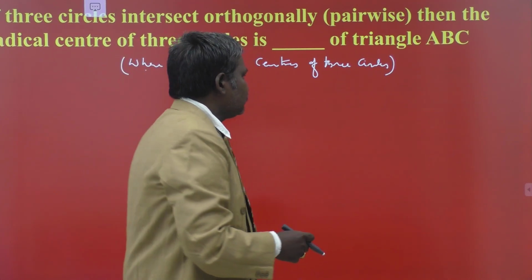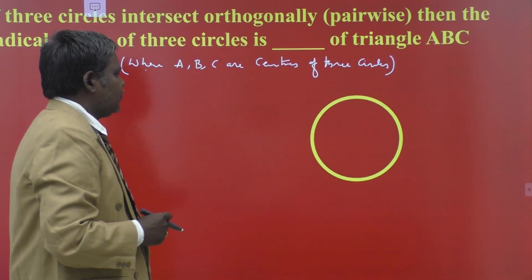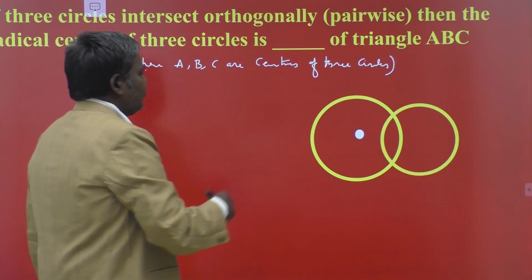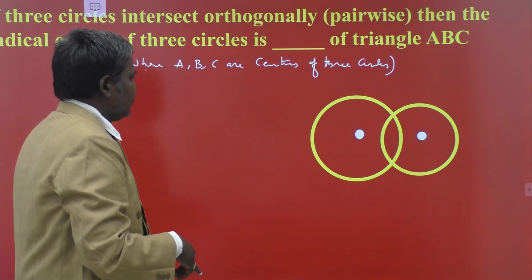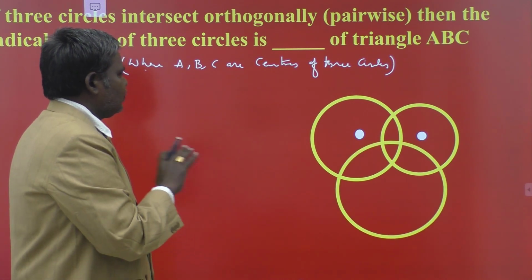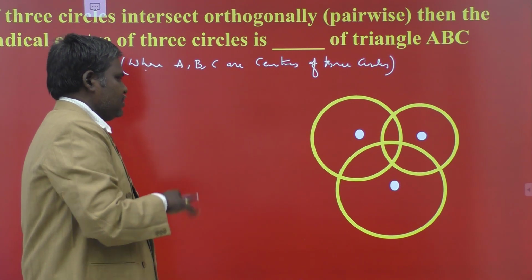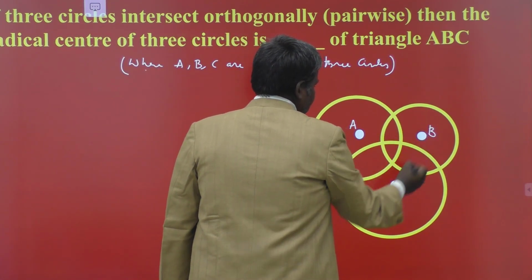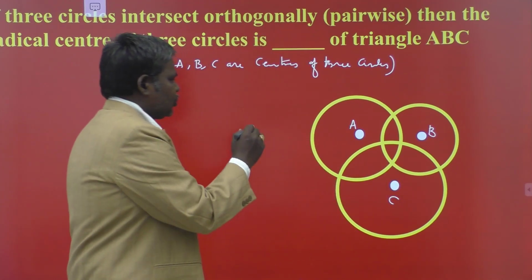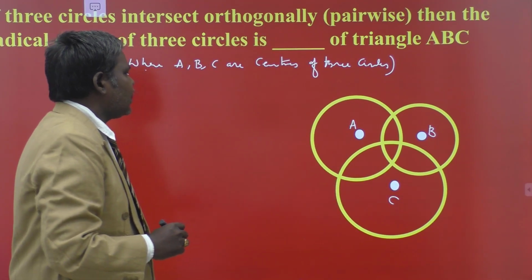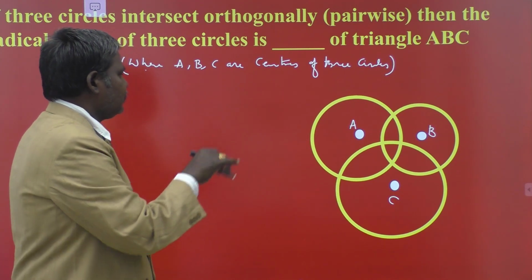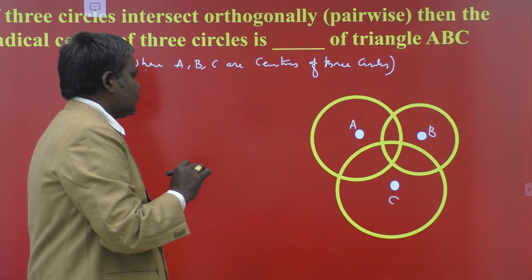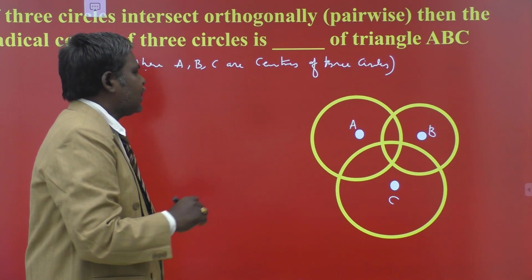That is the question. See here, this is the first circle. Its center is at A, and this is another circle having center at B, and this is the third circle having center at C. These are the three circles intersecting orthogonally having centers at ABC as shown in this figure. Pairwise cutting orthogonally. Now we have to find out the radical center for the triangle ABC.